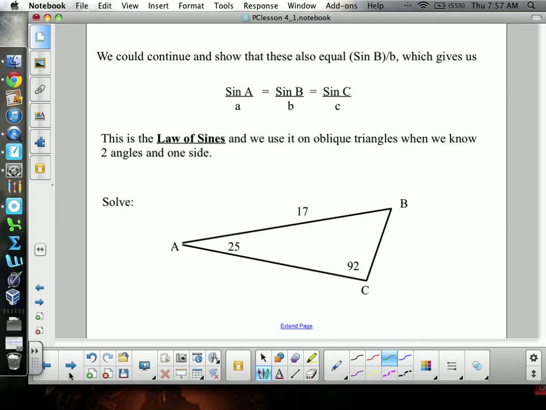We use law of sines to solve an oblique triangle when we know two angles and one side. Obviously, it's not going to work in all situations because we won't have enough information in a lot of cases. But if I know two angles of the triangle and one side, law of sines can always be used. So angle, angle, side, or angle, side, angle, either way, I can use law of sines.